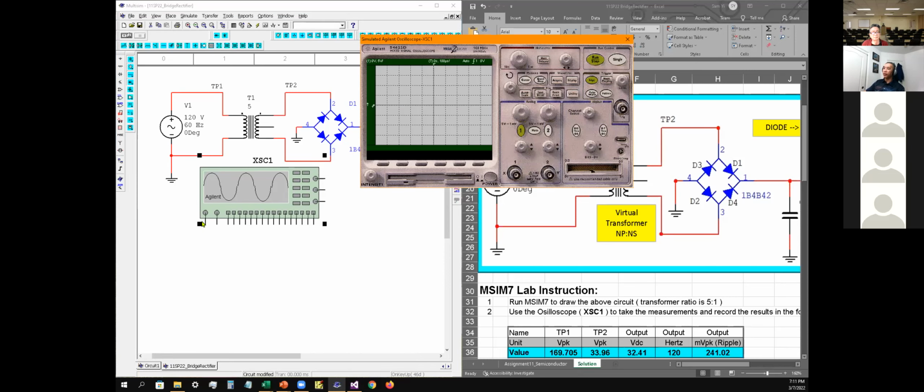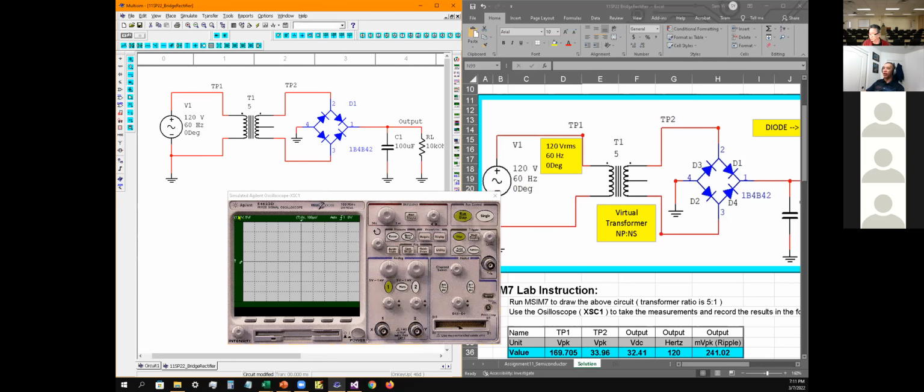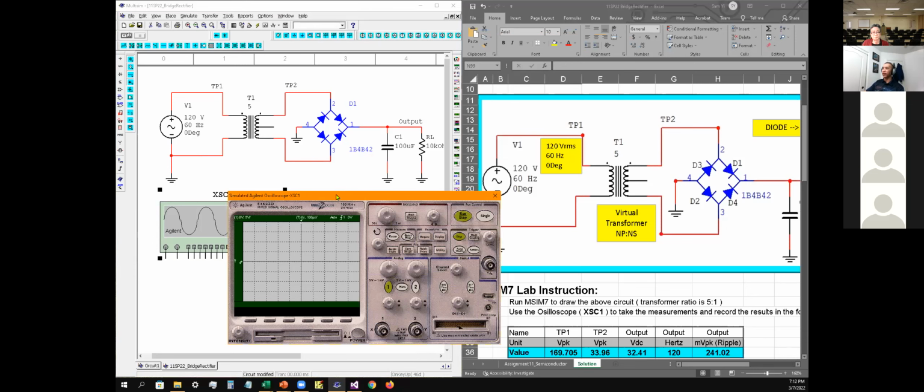So this one here represents your channel 1, which is this one right here. And this one here would represent your channel 2, which is this one here. Okay, now I'm going to drag that one to the side a little bit so we can see both of them.